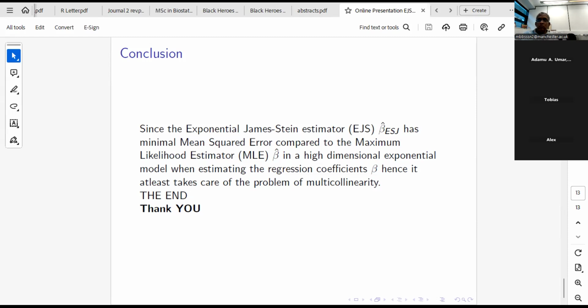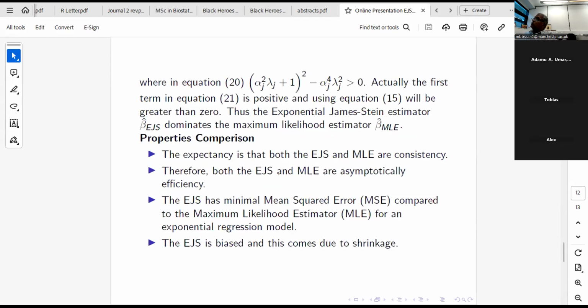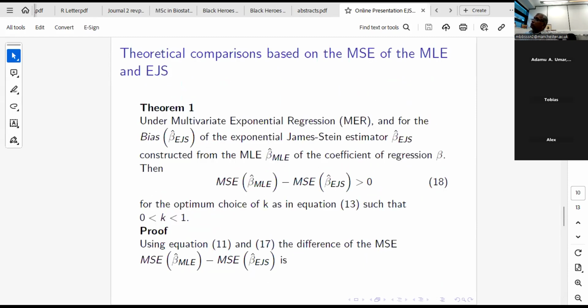Really nice. Since when you look at the mean square error, there's a variance and the bias component. And we've always assumed that the maximum likelihood estimators are the best estimators, consistent estimators, and the like. How do you compare the bias?